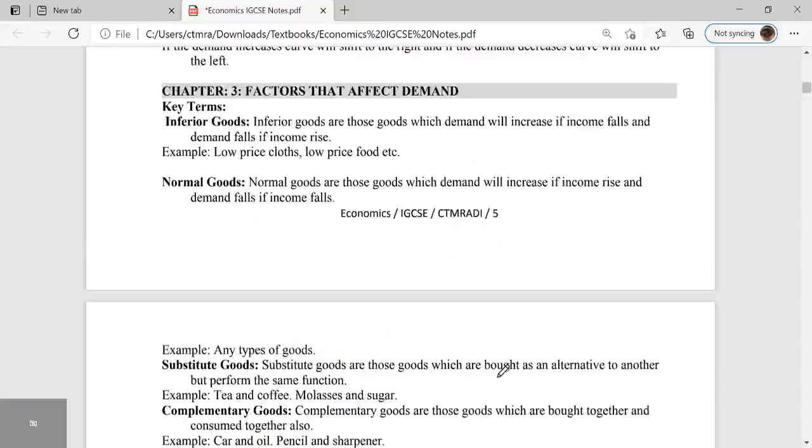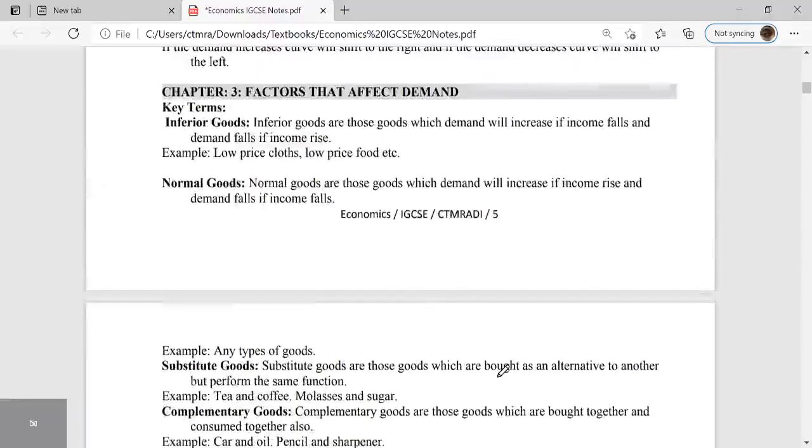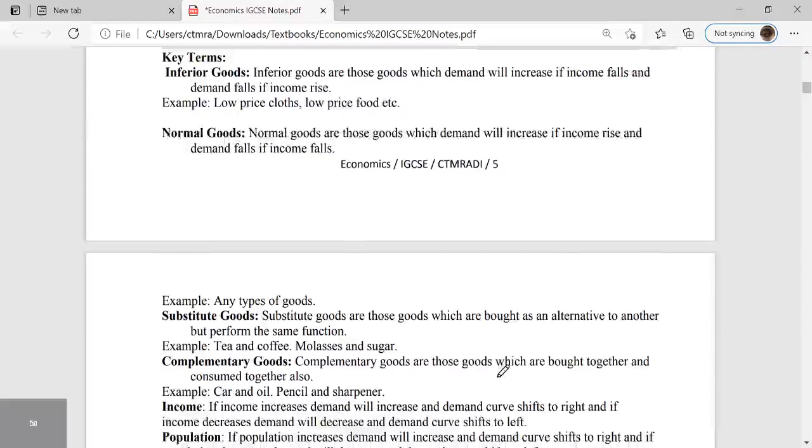So next, let's go through these factors. The first factor is income. When income rises, there will usually be a rise in demand for goods. These are known as normal goods. Whenever income rises, there will be a rise in demand. Inferior goods are those where, when income is rising, the demand for a particular good falls. So these goods are known as inferior goods.